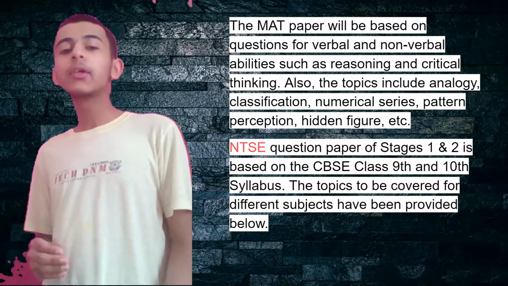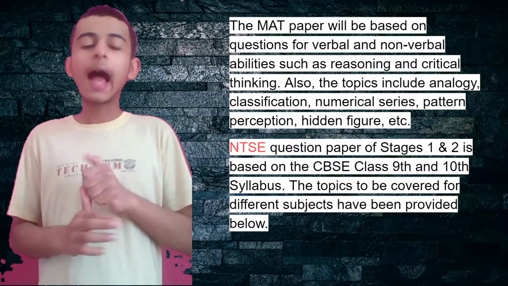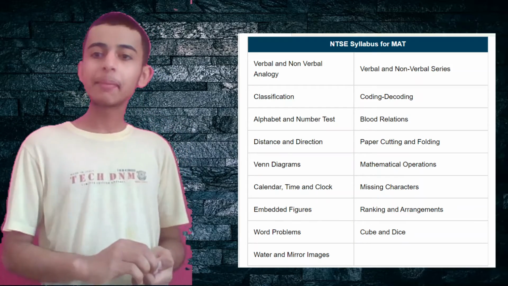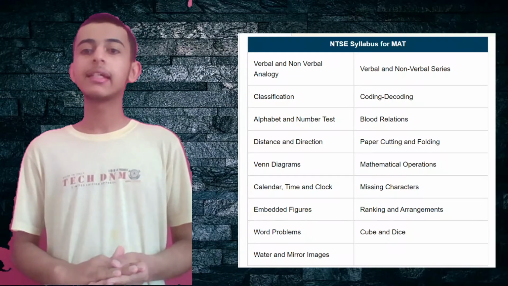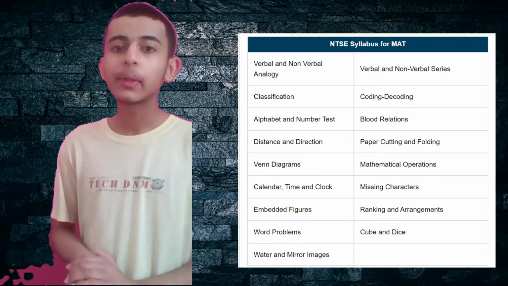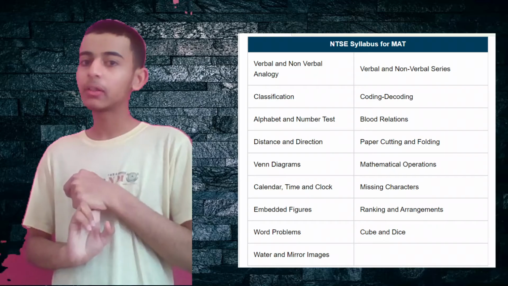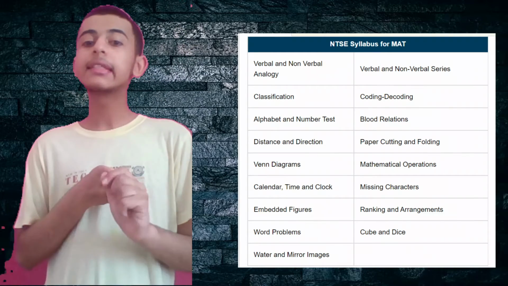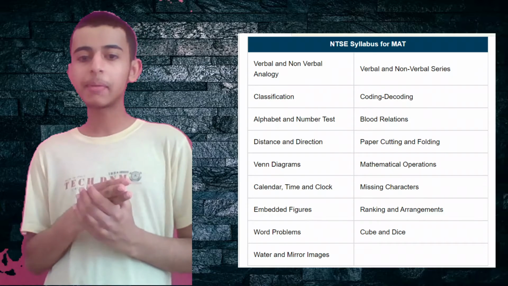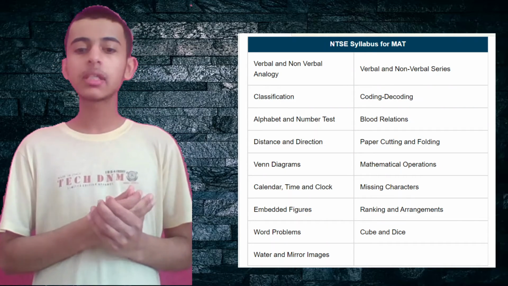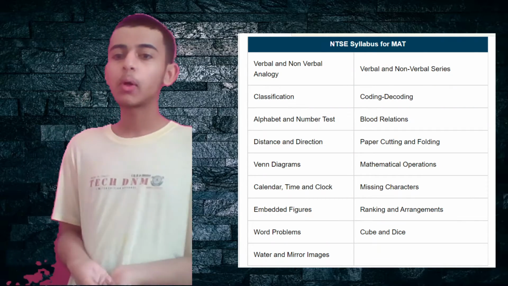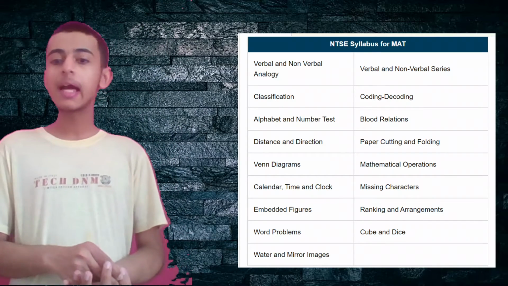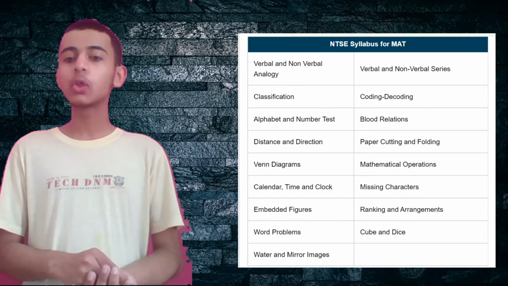Now, I'll be telling you the important topics and you have to take a snapshot. So here is the NTSE syllabus for the mental ability test. You can see we have verbal and non-verbal analogy. Then we have classification, alphabet and number test, distance and direction, Venn diagrams, calendar, time and clock, embedded figures, word problems, water and mirror images, verbal and non-verbal series, coding, decoding, blood relations, paper cutting and folding, mathematical operations, missing characters, ranking and arrangement, cube and dice.